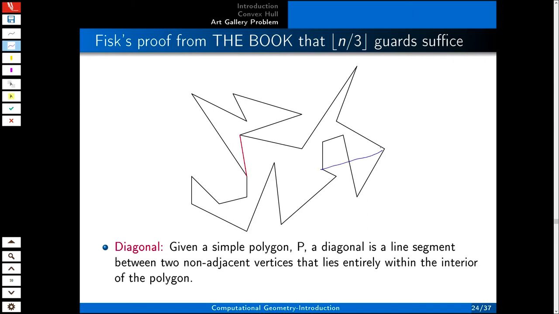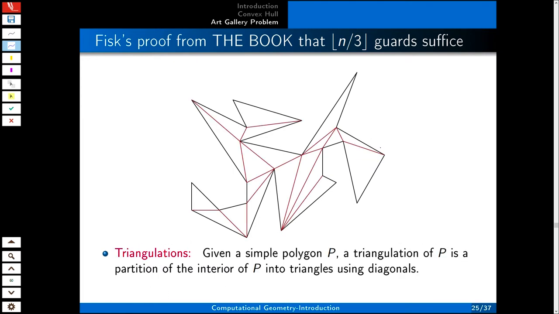but this is not a diagonal, because if I join these two vertices, the line segment is not entirely inside. Clear? Again, you have to believe me on one thing, that it is always possible to triangulate a simple polygon using diagonals. It seems obvious, but there is a proof for this, and I can show that the number of triangles in this triangulation will always be n minus 2.